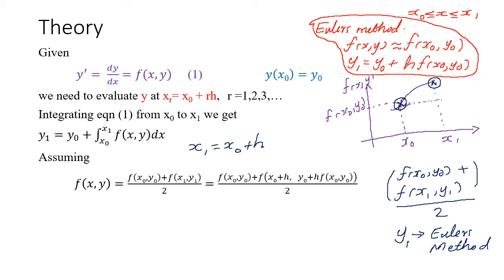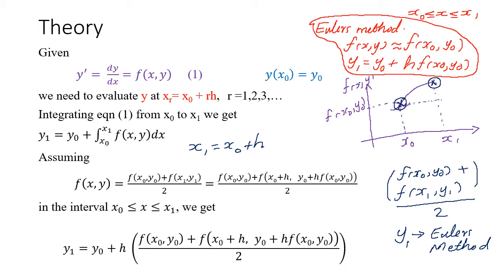So we take the average of the function values at the beginning of the interval and at the end of the interval. This is the only change in the second order RK method in comparison with Euler's method. Then we'll get y1 equal to y0 plus h into, because we assume that this function is a constant and is equal to the average of this function, correct? Then integrating this, you will get the constant into the integral of dx, that is x, from x0 to x1. So when you evaluate that, you will get h.